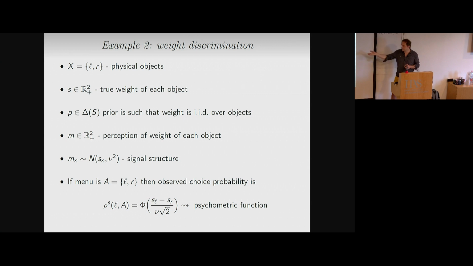If that's my signal structure, then the probability that the left item will be chosen is equal to phi, the CDF of the normal distribution, of the difference between the true weights. If you plot this, it's going to look exactly like a sigmoid function. In psychology, this is called the psychometric function. The choice probability is on the y-axis, and on the x-axis is the difficulty of the task or the strength of the stimulus.